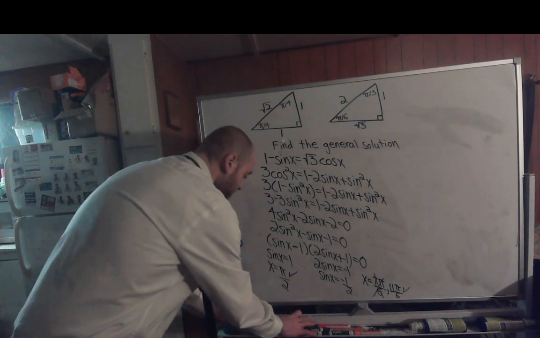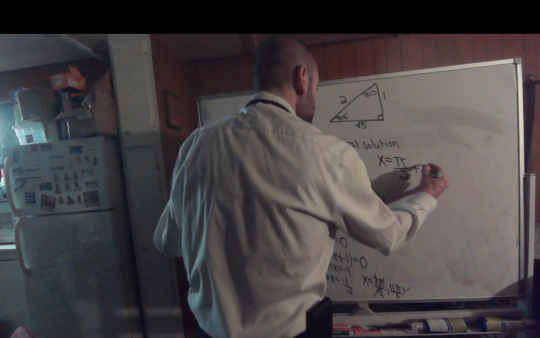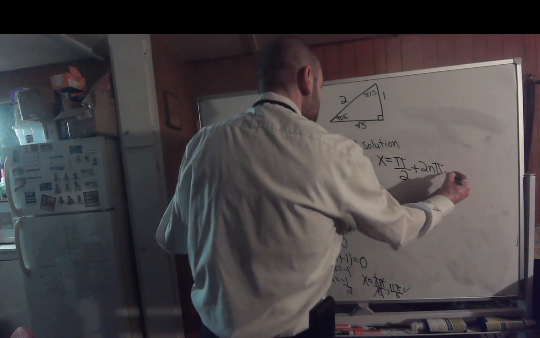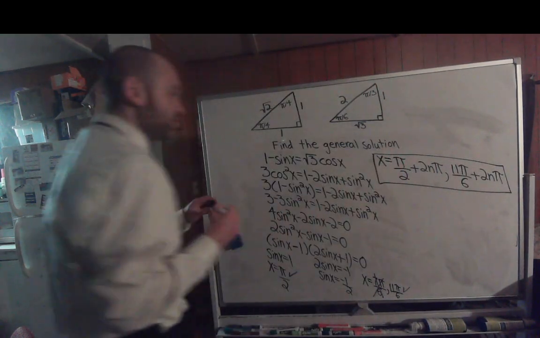So we have two general solutions to this equation. And we know that for sine and cosine, for both of them, the period is 2 pi. So we're going to take x, we're going to have pi over 2 plus 2n pi, and then we'll have 11 pi over 6 plus 2n pi. Those would be the two general solutions to this particular equation.